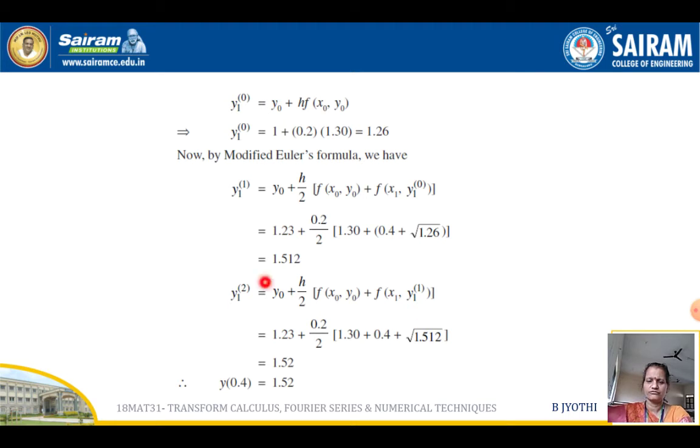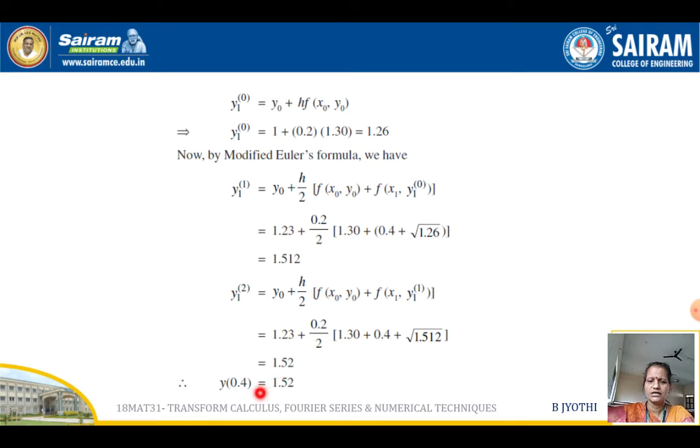Next, this value is used in the place of y1 of 1. That is, the formula is given by y naught plus h by 2 into f of x naught comma y naught plus f of x1 comma y1 of 1. So on simplification, that is y of 1.23 plus 0.2 by 2 of 1.3 plus 0.4 plus 1.512 under the root, which on simplification we get 1.52.